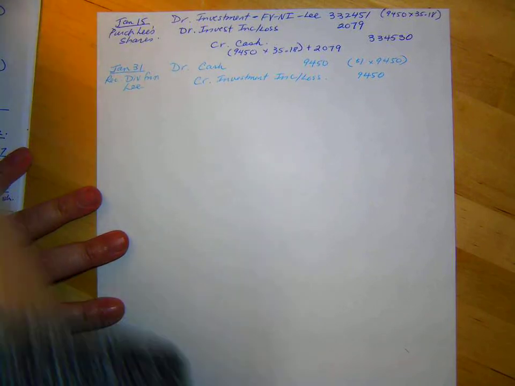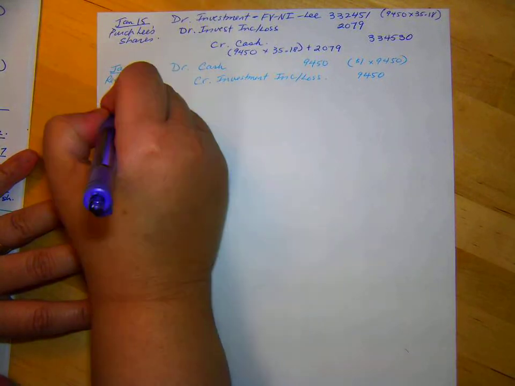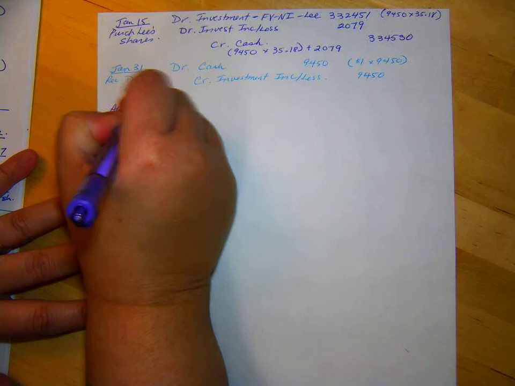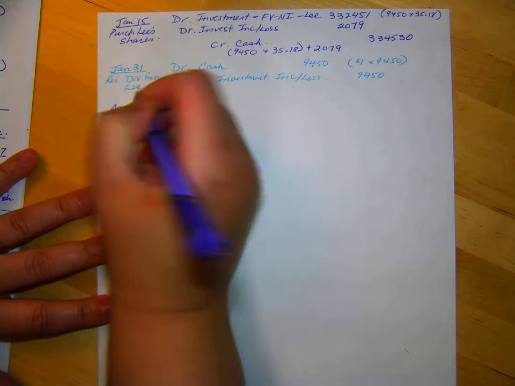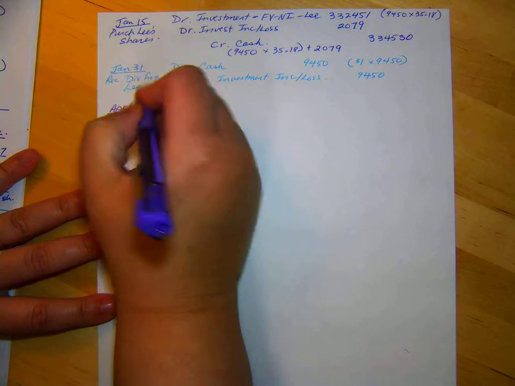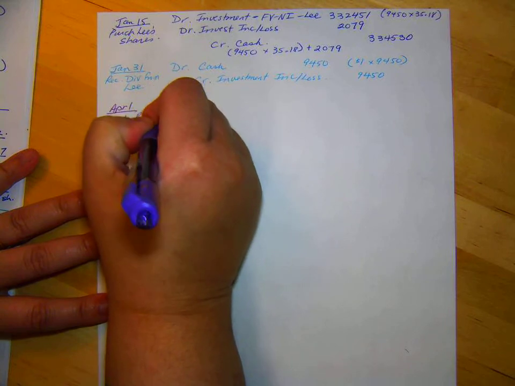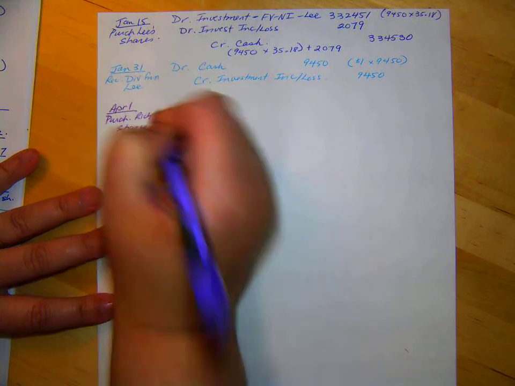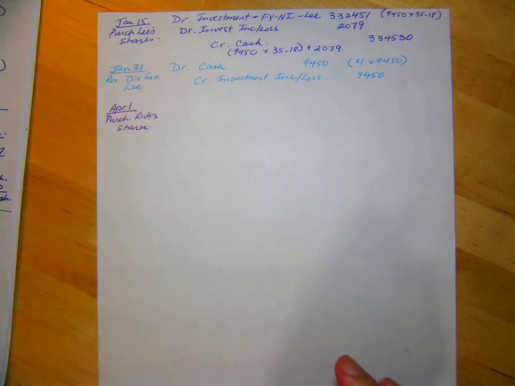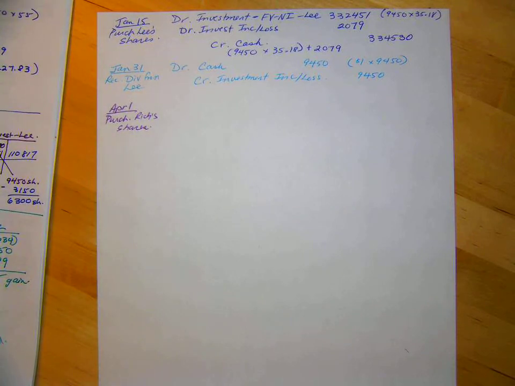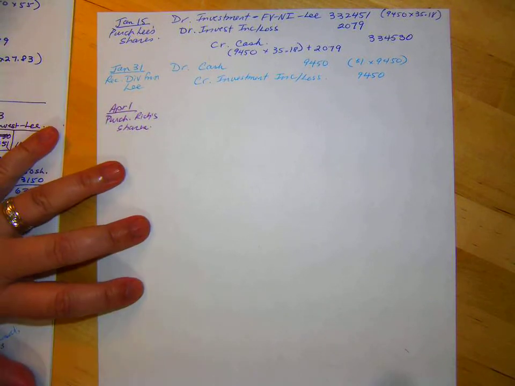Now, the next date is April 1st. And we purchased Rich's shares. So, actually, for April 1st and September 10th, why don't you hit pause and try and do the entries so you can practice, and then come back and see how you did. I'll just keep going.